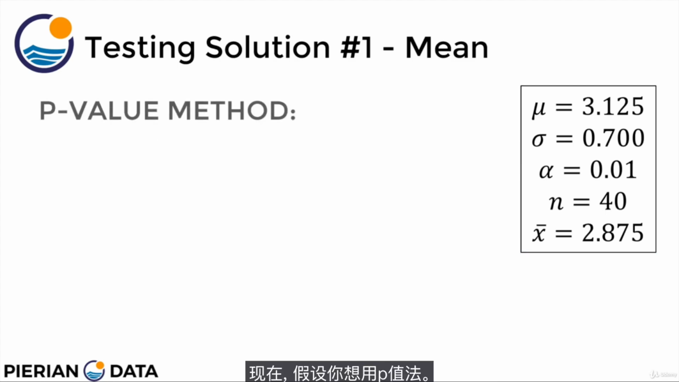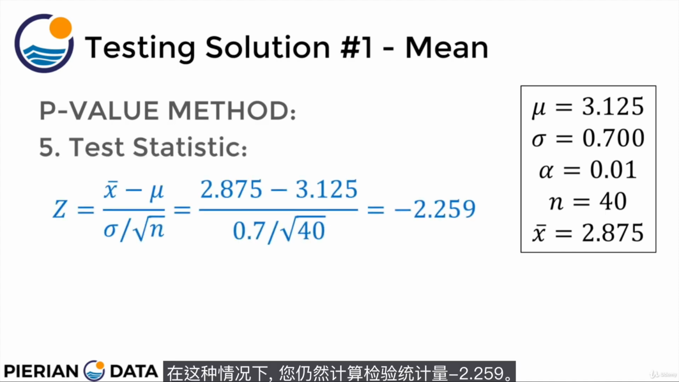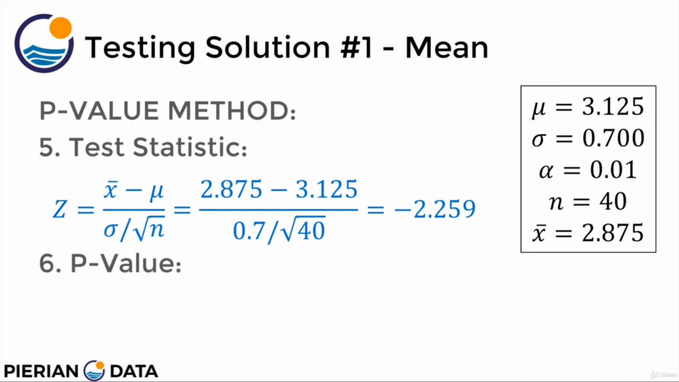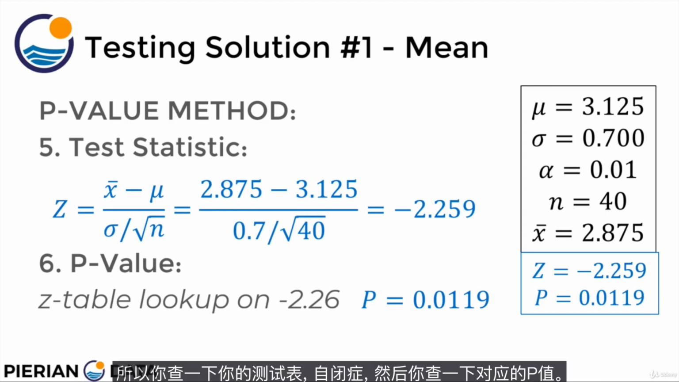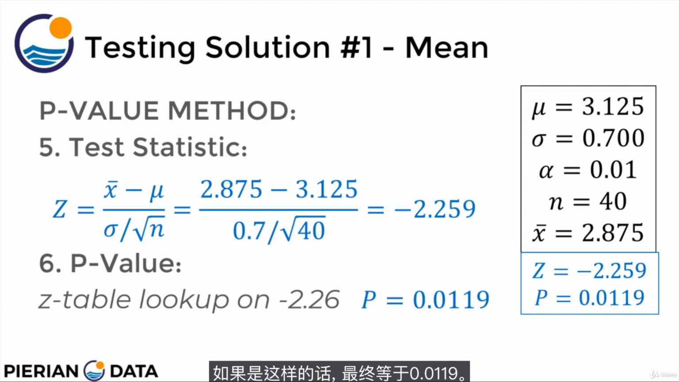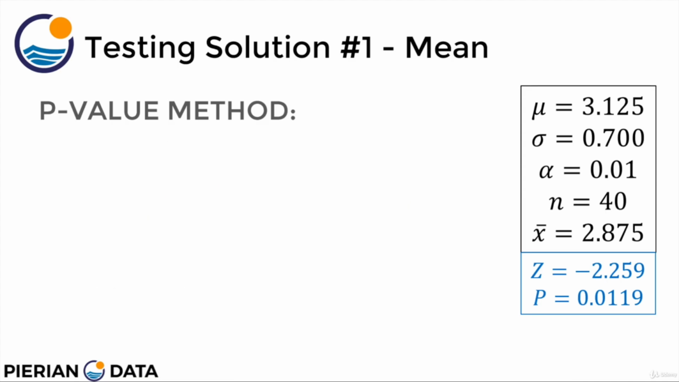Now let's imagine you wanted to take the p-value approach. In that case, you still calculate the test statistic, negative 2.259, and then for your p-value, you do the z-table lookup on negative 2.26, or as close as you can to negative 2.259. So you look it up through a z-table on your test statistic, and then you look up what the p-value that corresponds with that is. So that ends up equaling 0.0119.